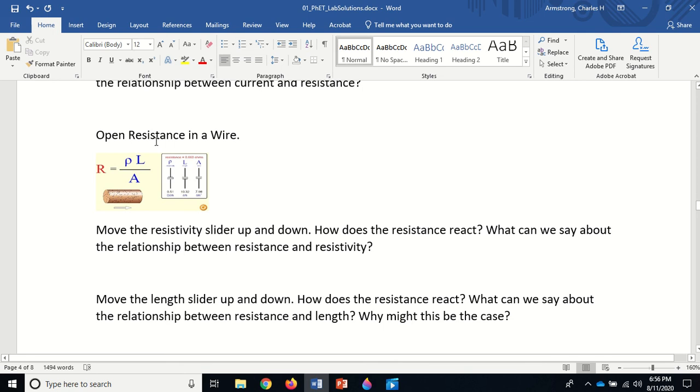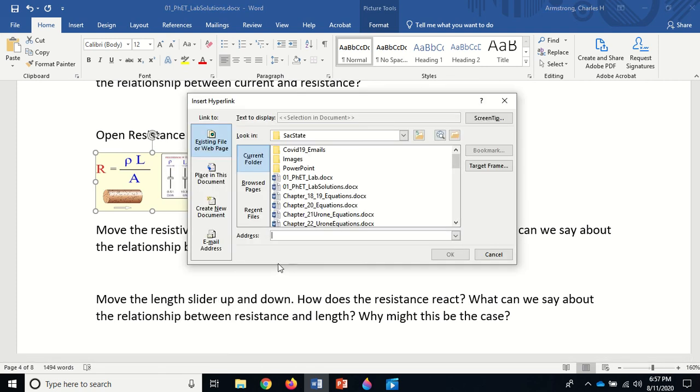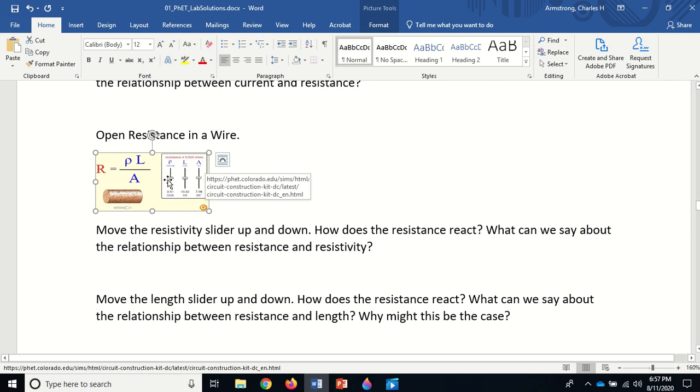Oh, I didn't make this one clickable, did I? Resistance in a wire. Darn it, I forgot. The picture is clickable, but this text isn't. I'll tell you what, I'll fix that and upload it again.